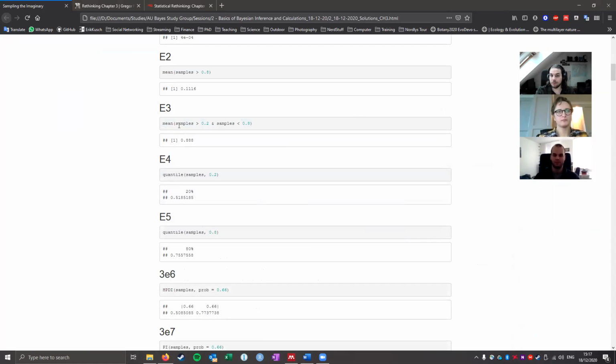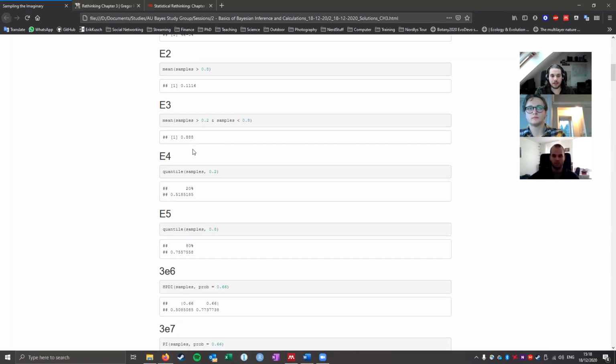For that, we can just look at the mean of all of the samples for which it is smaller than 0.2 and for which the samples are bigger than 0.2 and smaller than 0.8. This is just combining different logical statements in R, building the mean of that. That's our solution, 0.88.